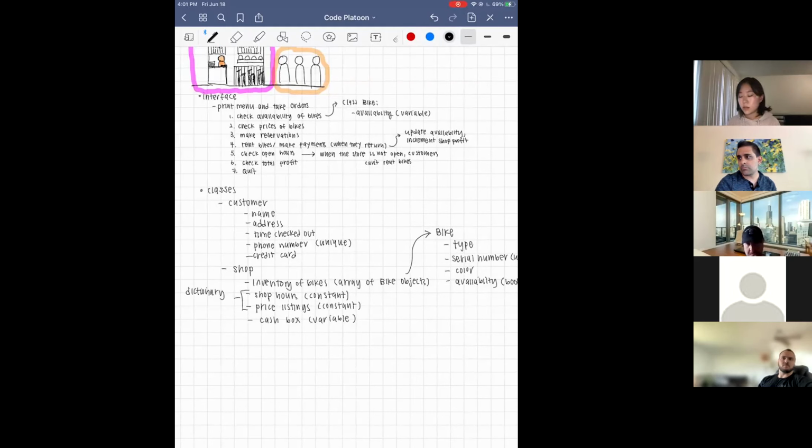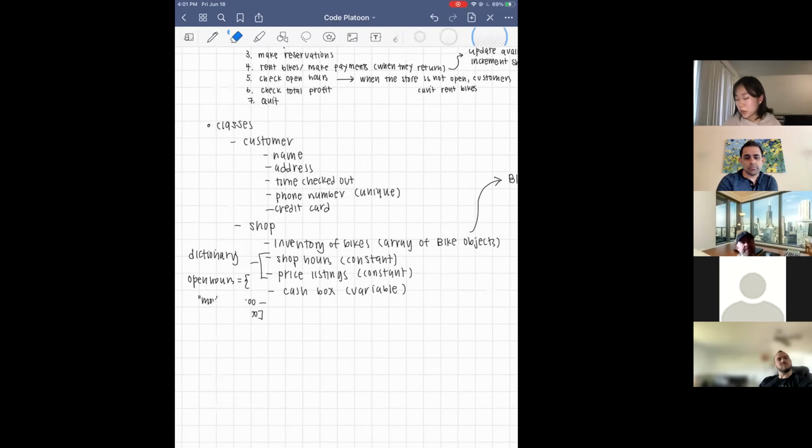And then another thing is, I guess I'll give a little example of how these dictionaries could look. So the open hours could look like this, and you could have Monday and then a time. So like 12 to 3, or I guess this would be 15.